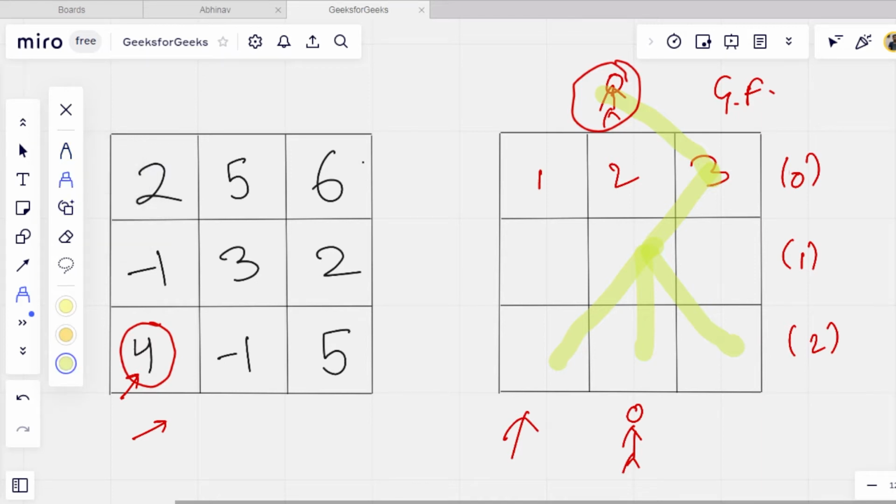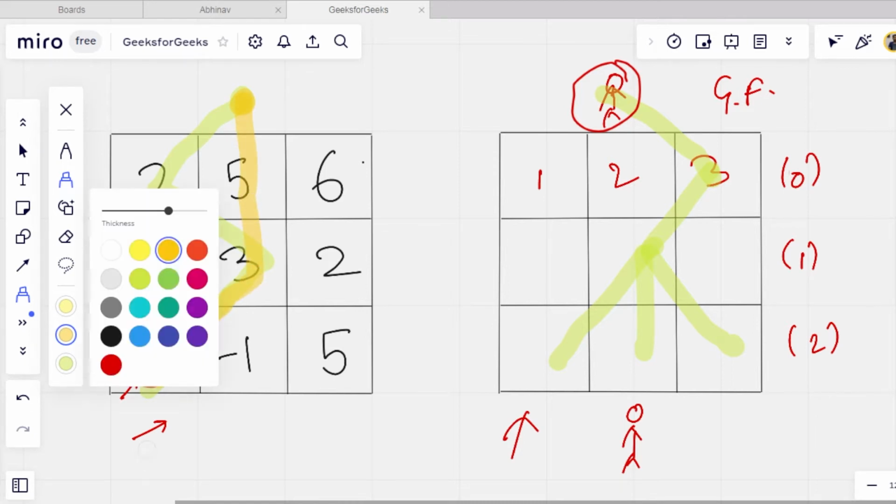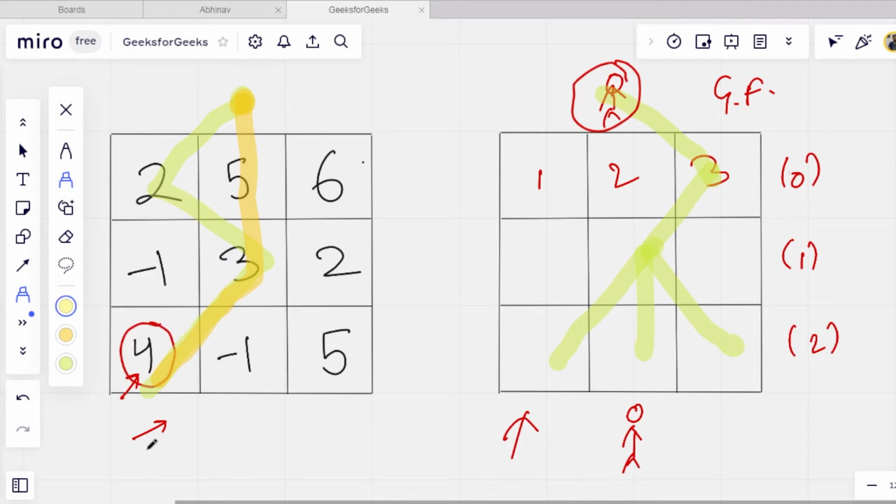Here is the player. The player can start from here, go to this one, then here, then here. This is the first way a player can reach this particular block. Now, for example, the player is here. He can go this side, then to 3, then to 4. This is also a possible way. One more possible way: the player is here, he can go to 6, then 3, then 4. So these are the 3 possible ways a player can reach this particular cell 4.